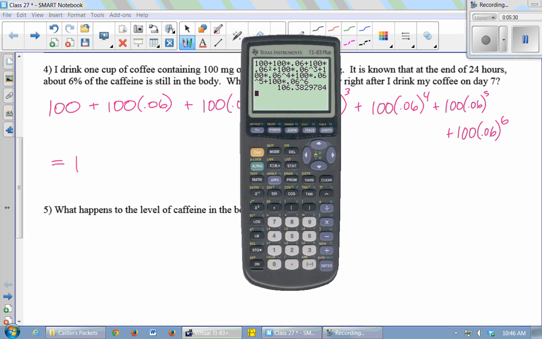So this adds up to 106.38 milligrams, which seems reasonable. A little bit more than 100 milligrams, right? You have your 100 milligrams that you just drank, plus all the leftover that's in your body from the past 6 days.